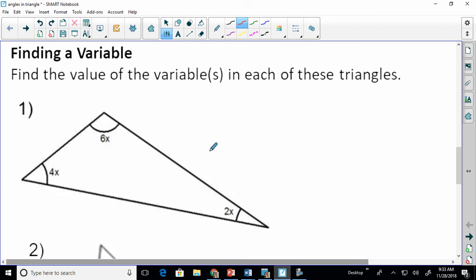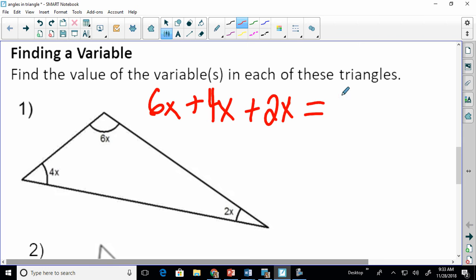So in this one here, we have three angles. They all have variables in them. 3 angles of this triangle. So we have 6x plus 4x plus 2x. What do we know about a triangle? No matter what, it's going to equal 180. All right, so let's simplify this a little bit. 6x plus 4x plus 2x, they all have x, so I can add them together. So 6 plus 4 plus 2 would be 12x.